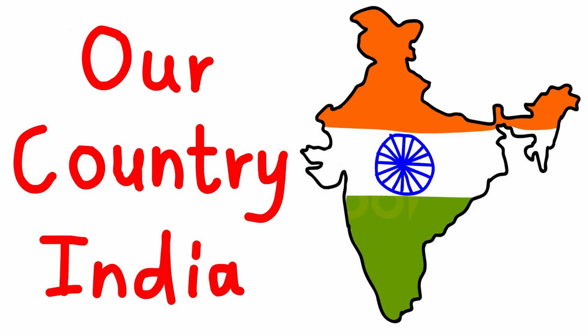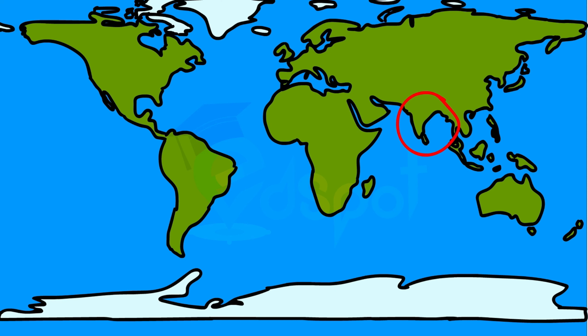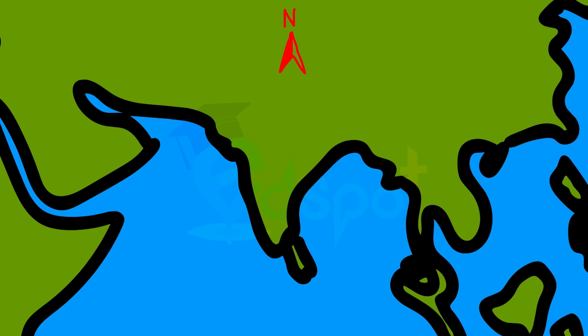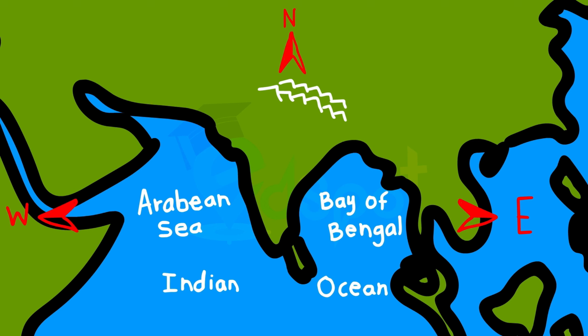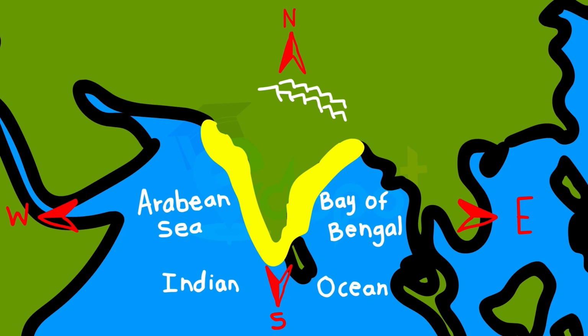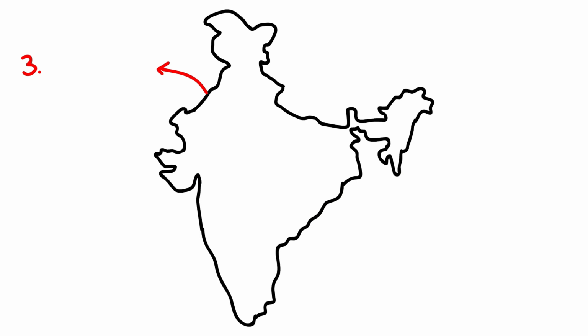Our country, India. India is a country of vast geographical expanse. In the north, it is bounded by the lofty Himalayas, the Arabian Sea in the west, the Bay of Bengal in the east, and the Indian Ocean in the south wash the shores of the Indian peninsula. India has an area of about 3.28 million square kilometers.